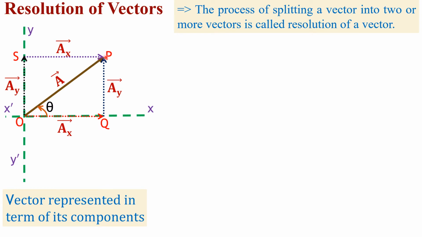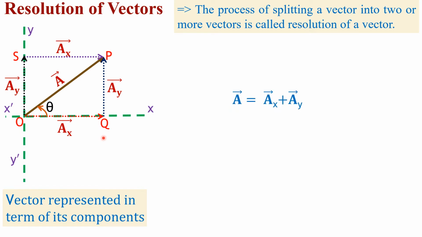We can draw a perpendicular from point P on the x-axis and y-axis, and it meets at point Q on the x-axis and point S on the y-axis. Putting an arrowhead in the direction from O towards Q represents a vector AX, and putting an arrowhead in the direction from O towards S gives us vector AY. Vector AX and vector AY are perpendicular to each other. That's why they are known as rectangular components of the vector.